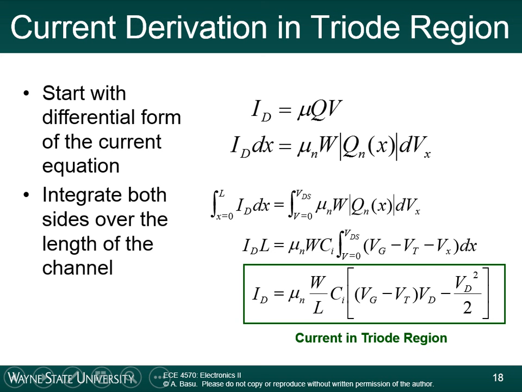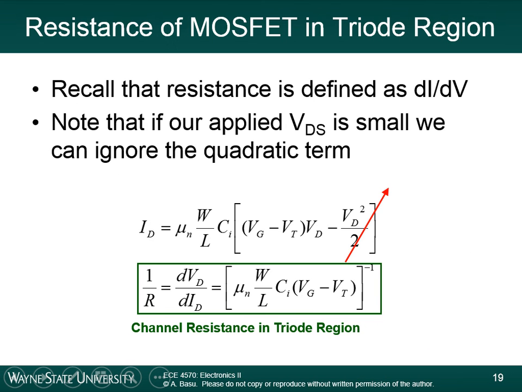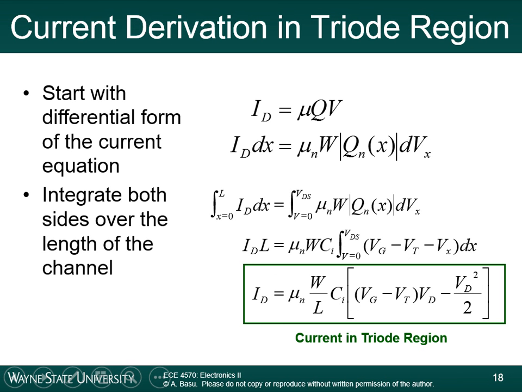So let's look at the results of this equation. There's two terms in it. There's a linear term, and then there's a quadratic term.